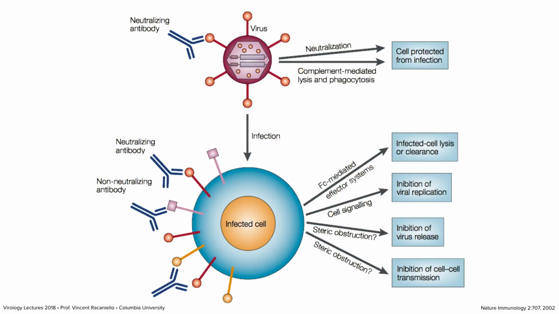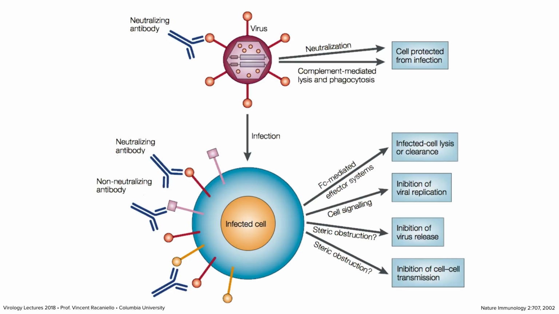This antibody has an Fc portion, and certain cells have receptors for Fc portions of the antibody on their cell surface. Certain cells, like macrophages, can then take up the virus particle and destroy it. That's called phagocytosis, Fc-mediated phagocytosis.